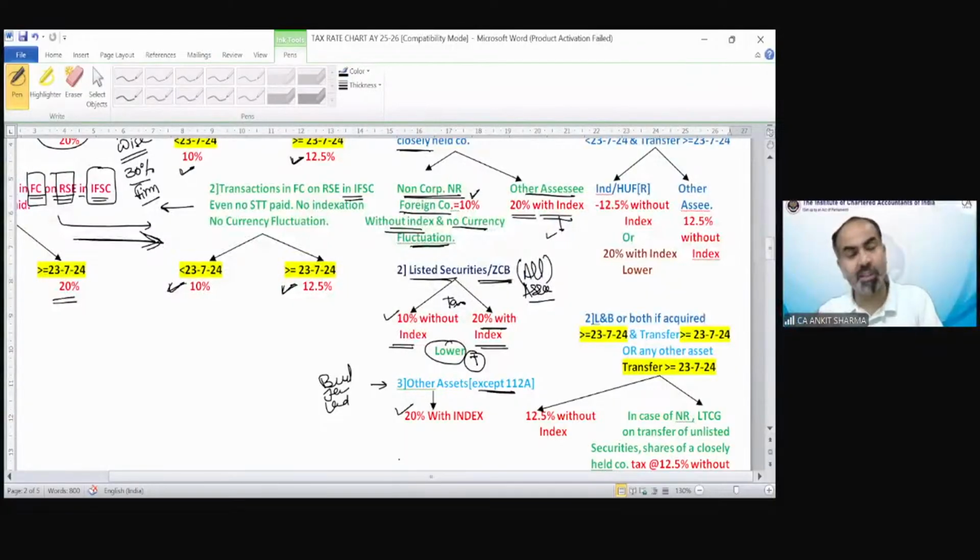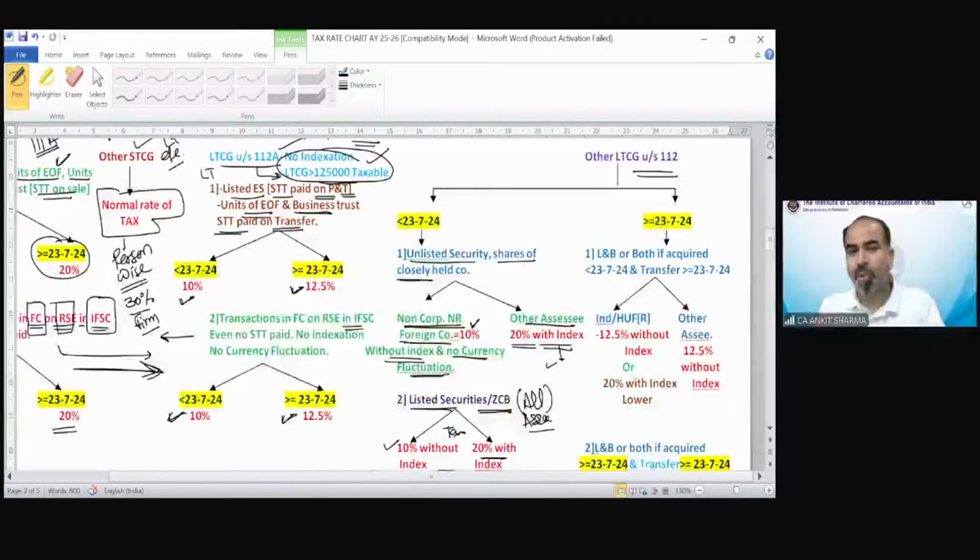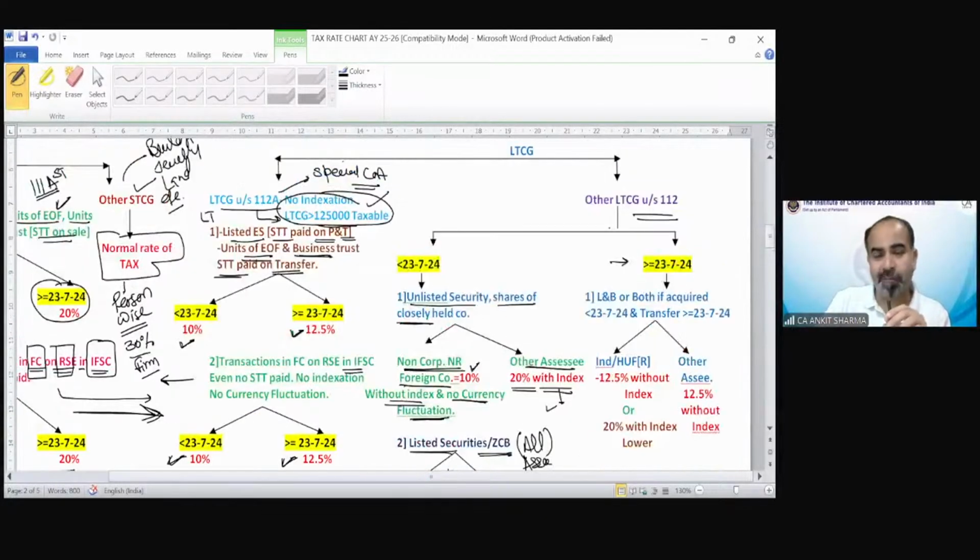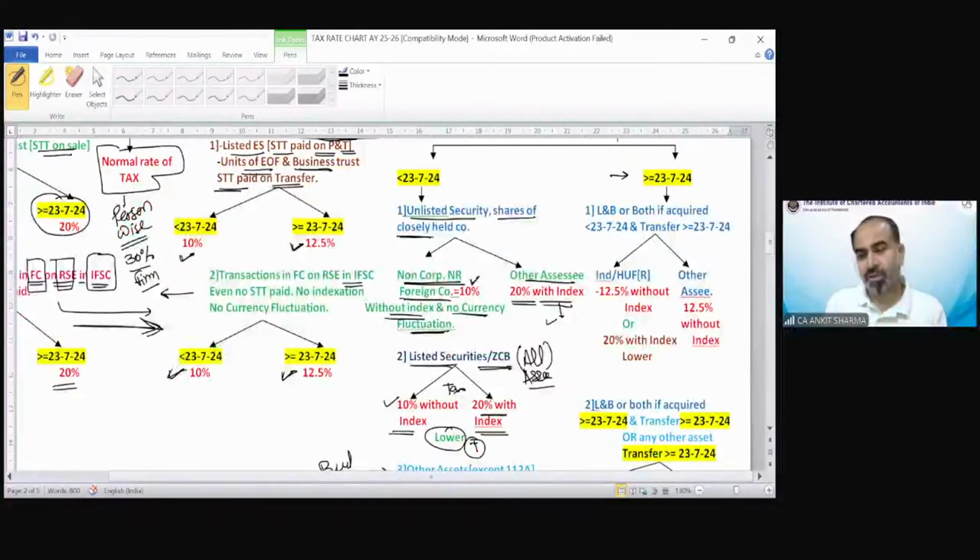You have to learn these provisions like this. And if you make a short note once yourself, the provisions are definitely going to be memorized, stuck in your brain, so that we can solve the question like this. Now the problem is this. If this long-term capital gain is on or after 23rd of July 2024 for other assets that do not fall under section 112A, now the provision says if it is land and building or both.